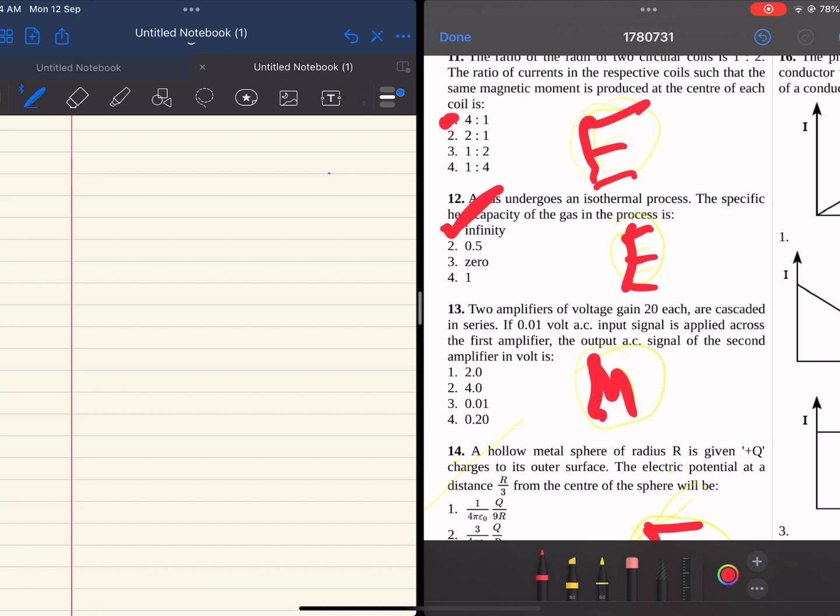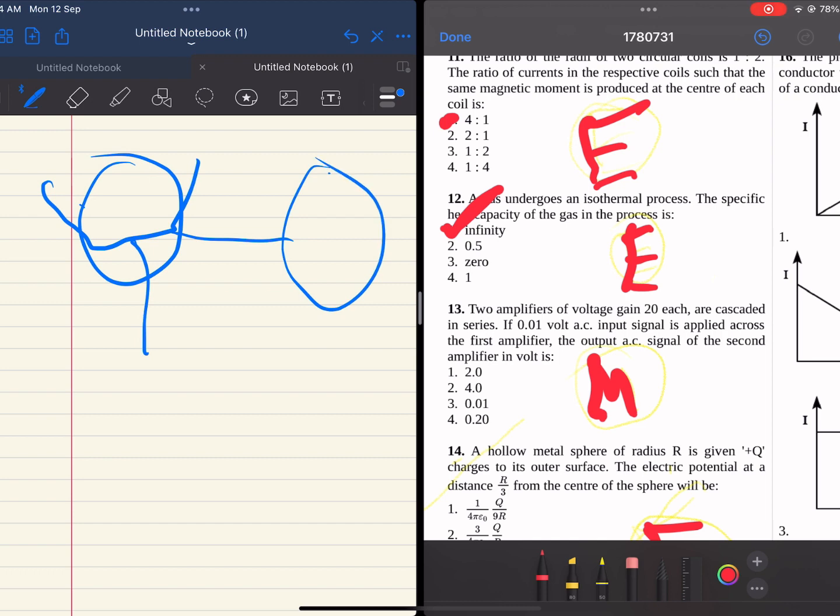Suppose they were in series like this. We can see the input of this is 0.01. So the voltage gain is given. So 0.01 into 20 will be the output voltage coming out from the first amplifier. This output voltage will be the input voltage for the second amplifier, because the circuit will be somewhat like this.